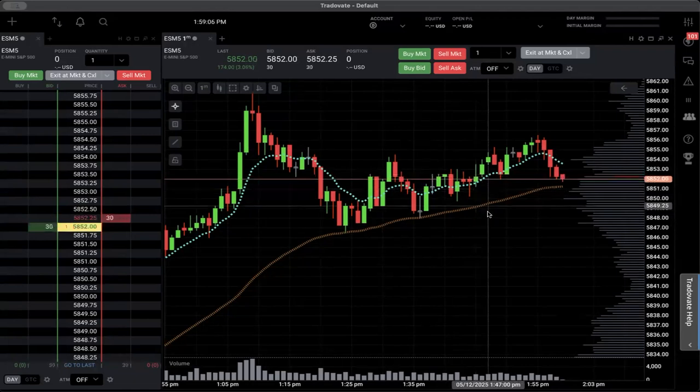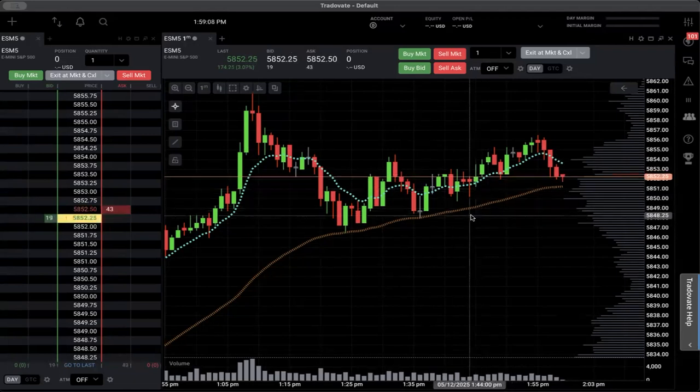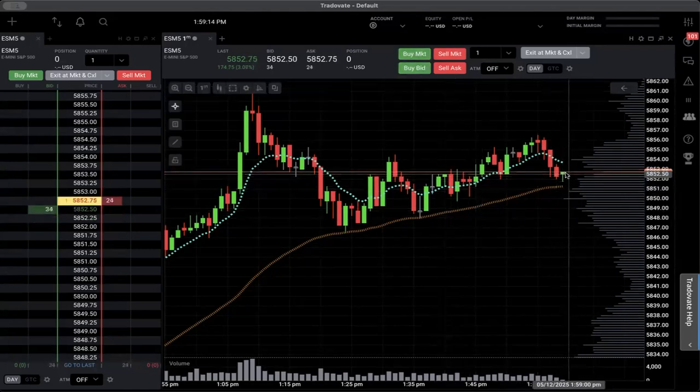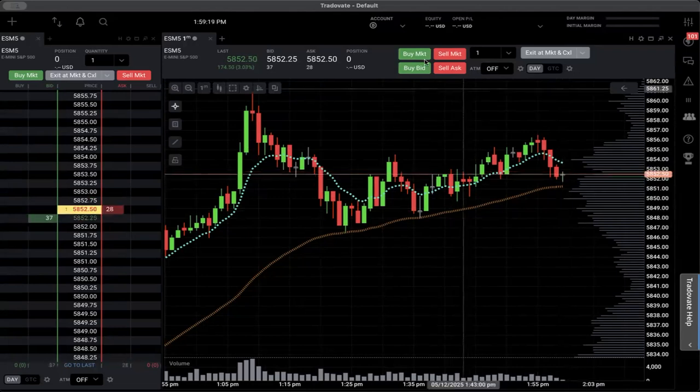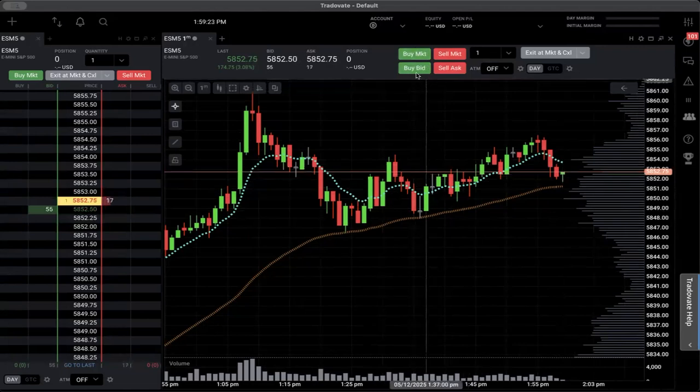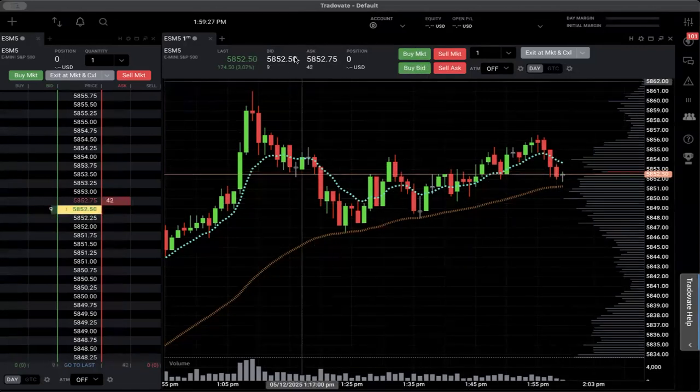Can you briefly touch on the buy market and the buy bid? What's the difference, Solana? Sure. So it's very simple. Buying market means whatever the price currently is at the market, that's where you're going to be getting in at. So whatever the market is dictating the prices at that time, that's what you buy. Buy market. Buy bid. Bid is what the bidders are buying at.